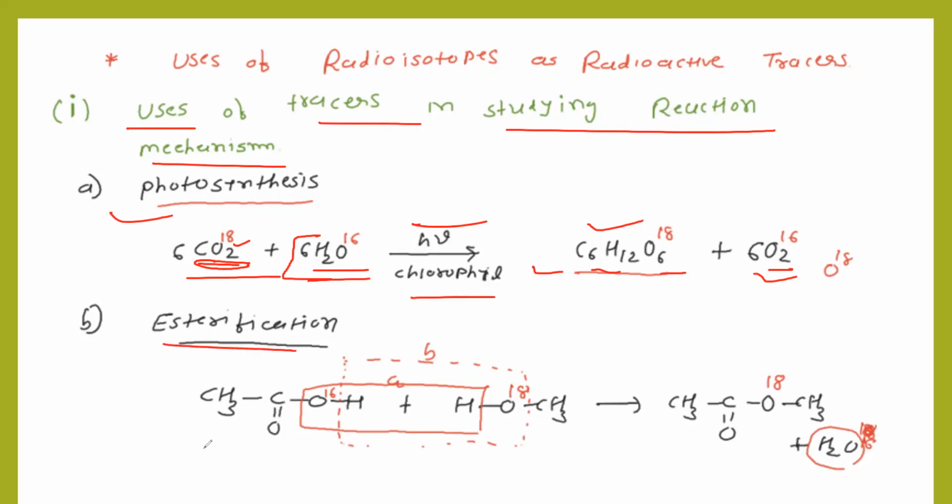Esterification, similarly: when acetic acid reacts with methanol or ethanol or any alcohol, it forms an ester. So similarly, if we take oxygen of 18 mass with methanol and oxygen of 16 mass with acetic acid, then in the product, if we have oxygen of 18 mass, we will say yes, this oxygen comes from methanol, not from acetic acid.